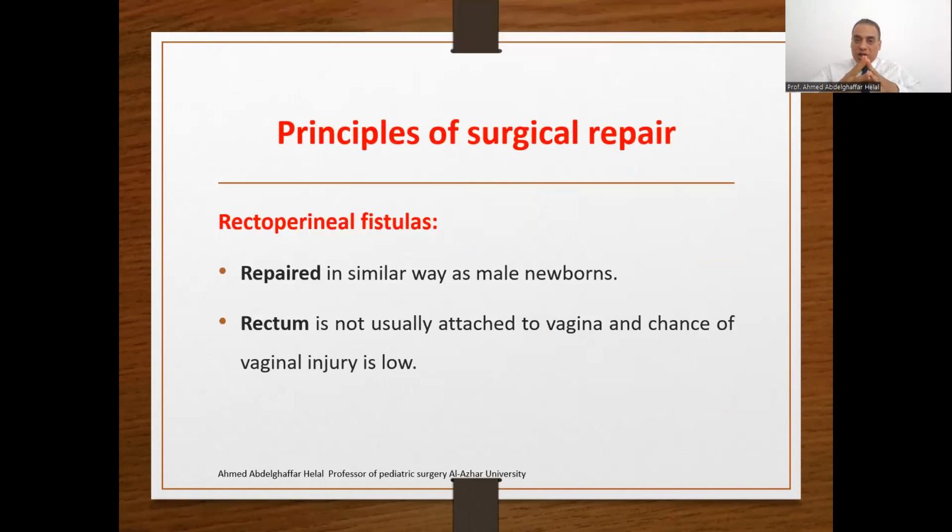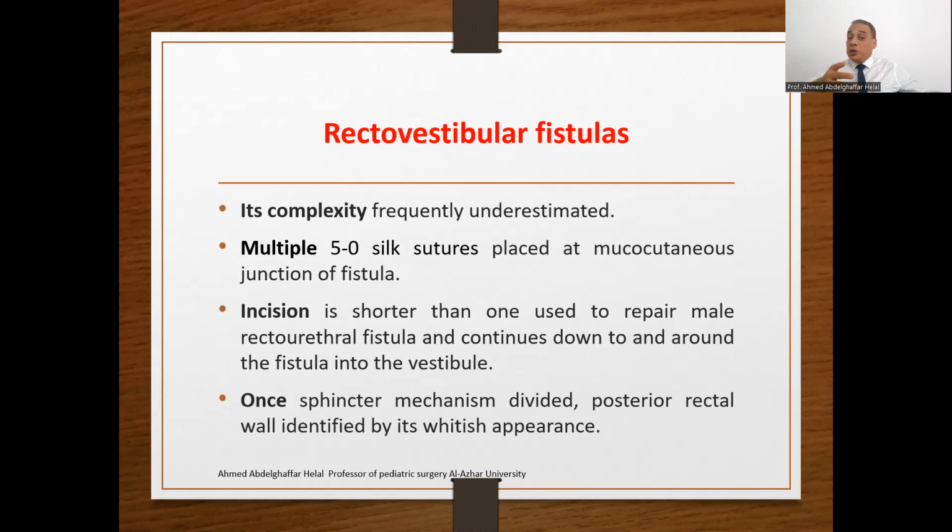The principles of the surgical repair in the female regarding rectoperineal fistula will be the same as the male newborn, and the rectum is not usually attached to the vagina, and the chance of vaginal injury is very low. Regarding the rectovestibular fistula, this is a complex, frequently underestimated. The complexity of this disorder is underestimated.